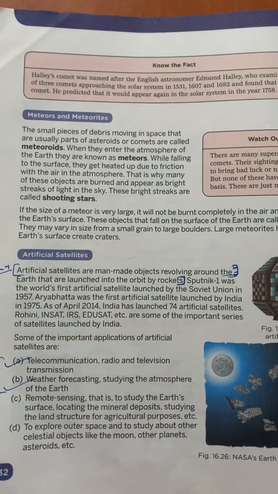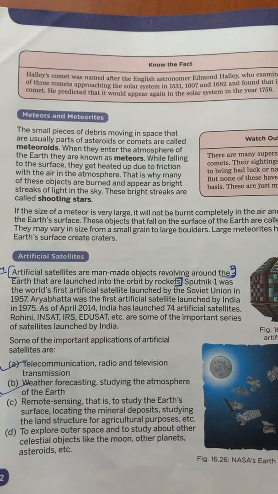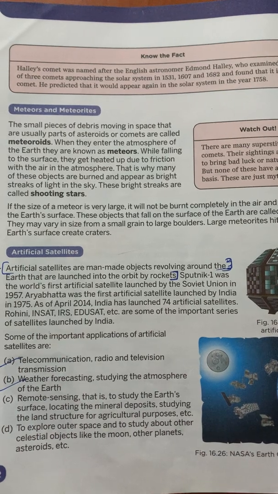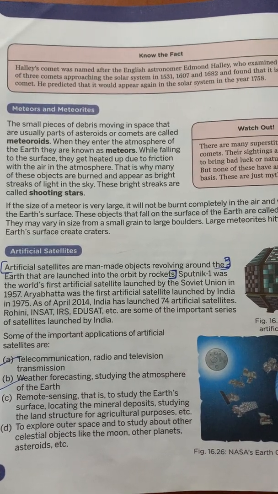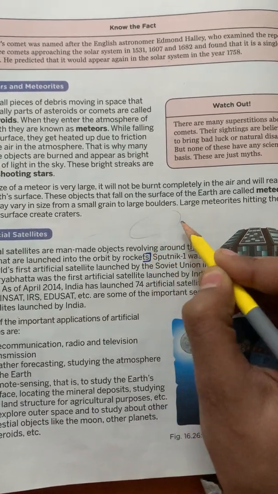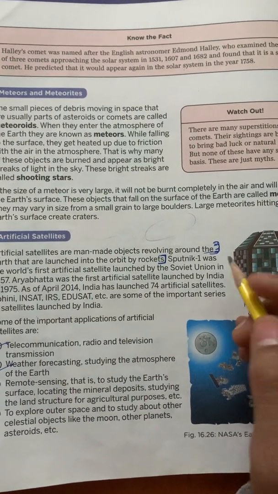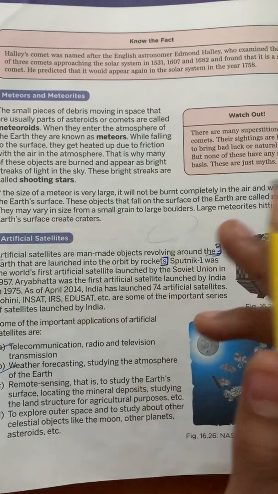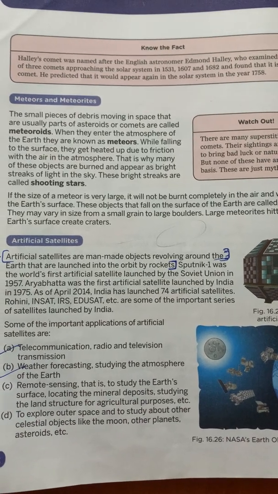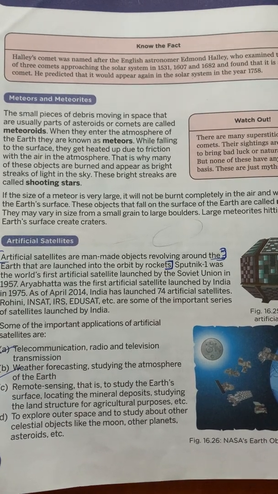Then we'll be talking about artificial satellites. Artificial satellites are man-made objects revolving around the earth, launched into elliptical orbits by rockets. Sputnik was the world's first artificial satellite, launched by the Soviet Union in 1957. Aryabhatta was the first artificial satellite launched by India in 1975.